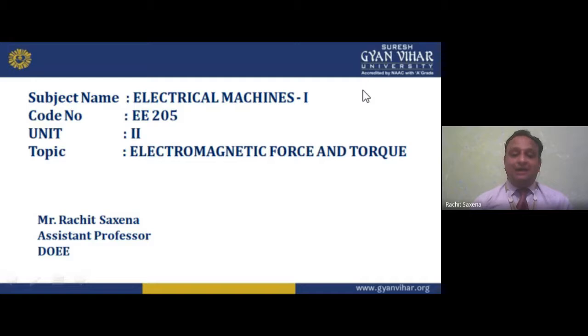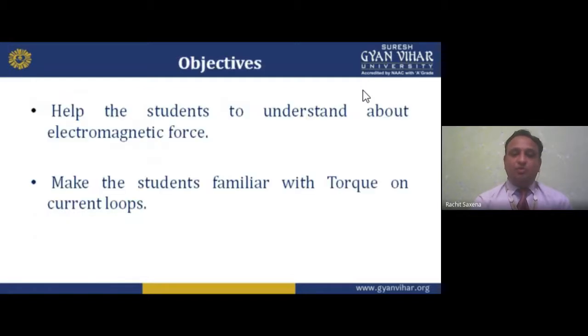Electrical and magnetic means the interaction of the electrical with the magnetic field. Due to that, we are going to have a force. And if a force is there, something moves: if I apply a force on it, it moves. If it is moving, what happens? Torque will apply. My objective in delivering this lecture is to help the students understand electromagnetic force.